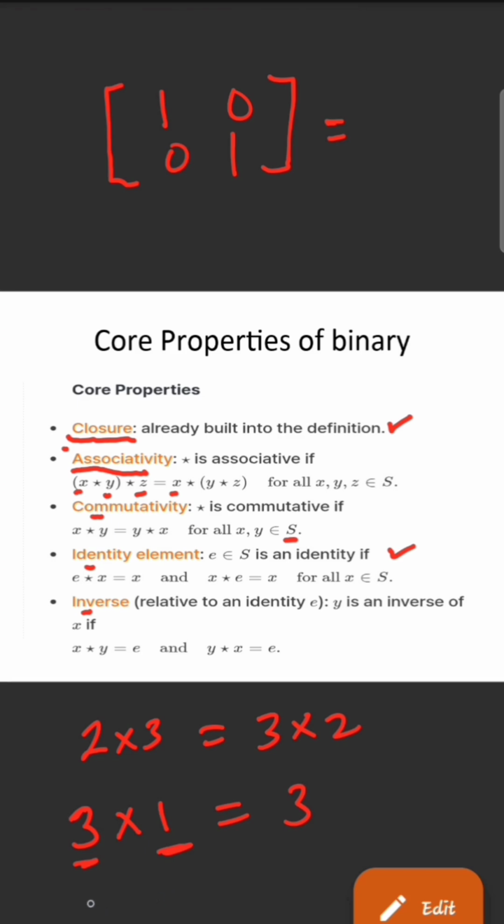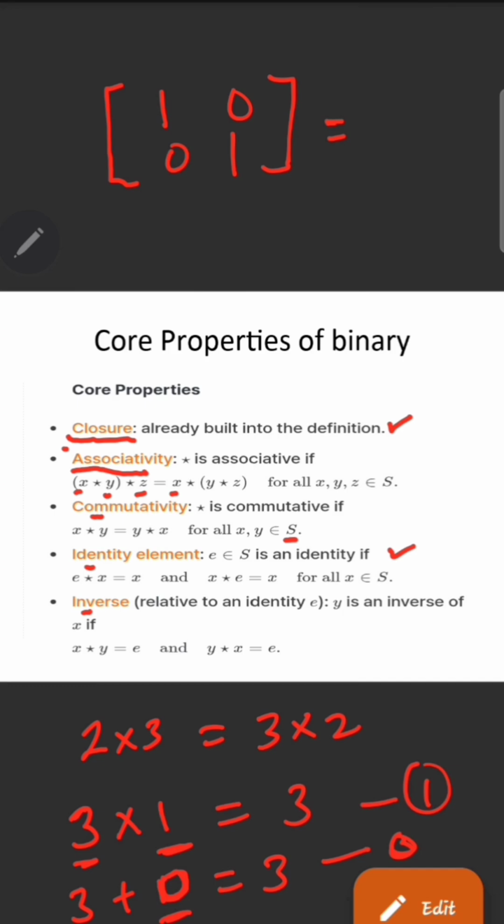Like for addition, 3 plus 0 is equal to 3. So the identity element for multiplication is 1, while the identity element for addition is 0. When you add 0 to any number, you get that number back. When you multiply 1 by any number, you get that number back. So that number that you use to get the same number back is what is referred to as the identity element.